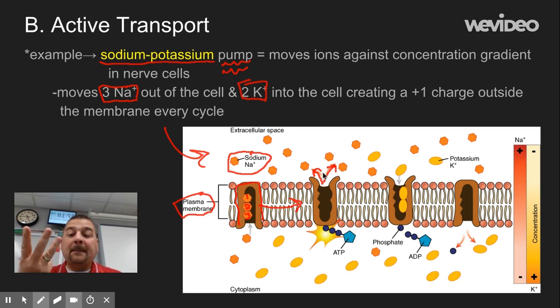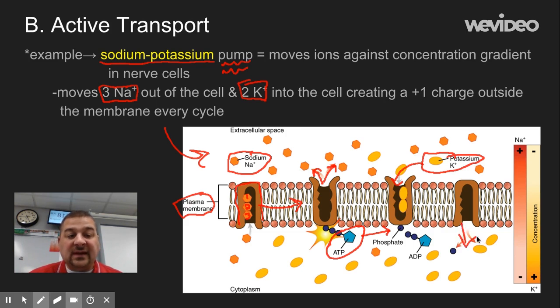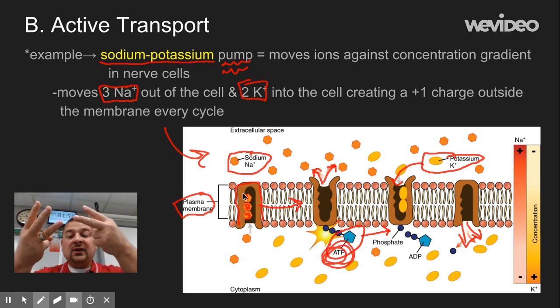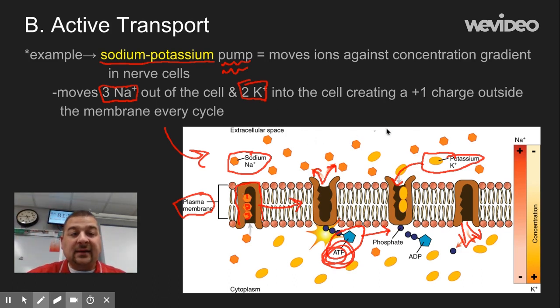So three positive 1 sodiums are going to go out. And then notice there's a little zap of energy from ATP. In this next step, it's going to grab 2 potassium, which are also +1, and expel them to the inside of the cell. So we've used energy from ATP, and we've put 3 pluses out and only 2 pluses back in. So what's that going to create? Yeah, it's going to create a +1 charge outside here. The outside of the membrane is going to become more positive.